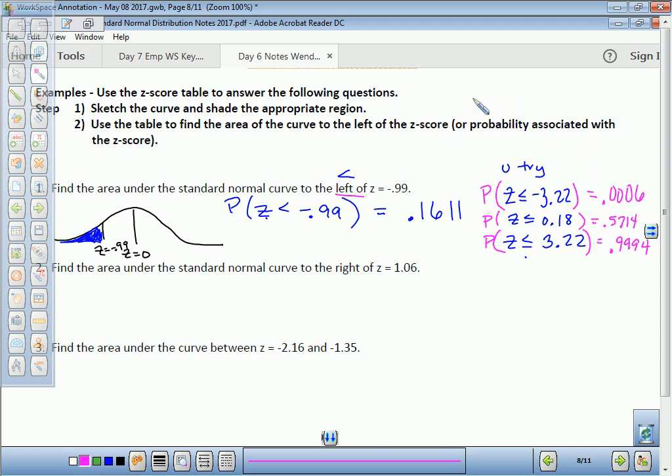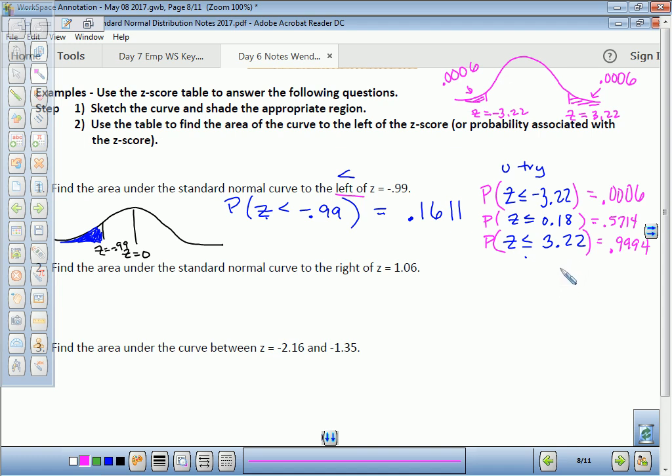Now, the reason I wanted us to do both of these is because this helps us think about, or brings back to light, that the normal curve has symmetry. So to the left of a z-score of negative 3.22, this area right here is going to be the same as to the right of a positive 3.22. So this area right here, 0.0006, is going to be the same as that area right there, 0.0006.